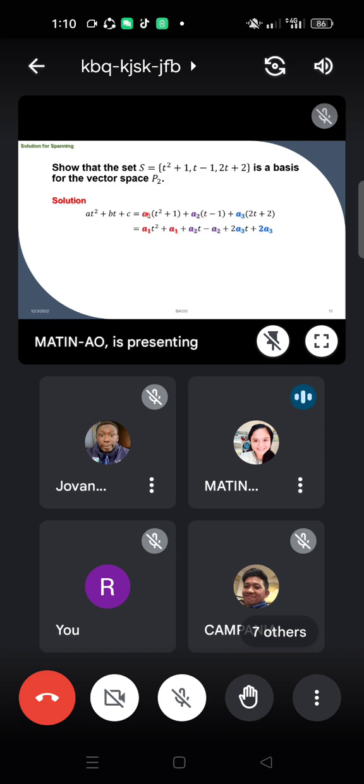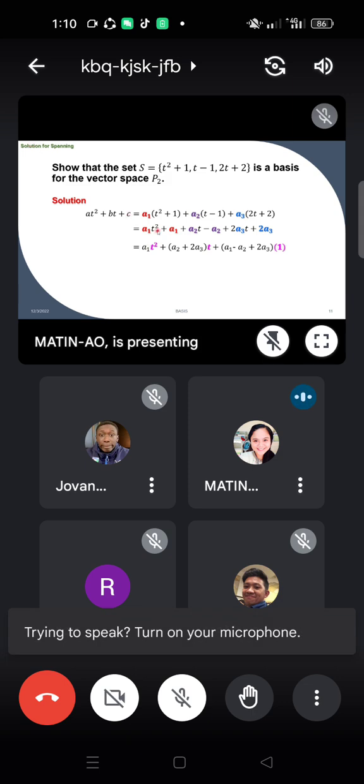So we multiply, or say distribute, the a1 to the given polynomial. So it's a1 times t squared, and then this is a1 plus a2t minus a sub 2 plus multiply this, and that is 2a sub 3, then t plus 2a sub 3, 2a sub 3. Okay? Next, we're going to regroup it according to their degree of polynomial. Since we only have t squared here, it's only there.